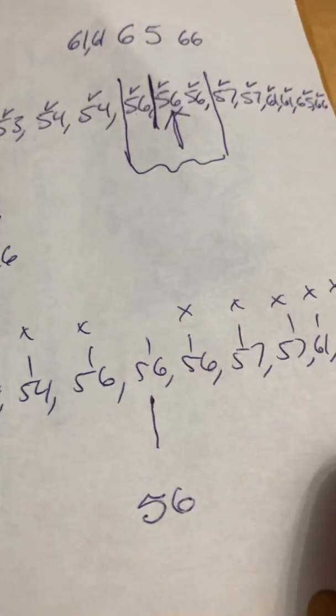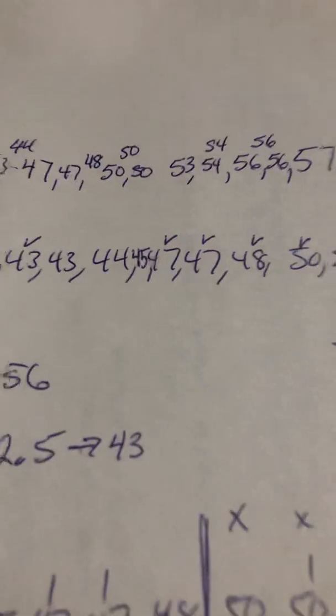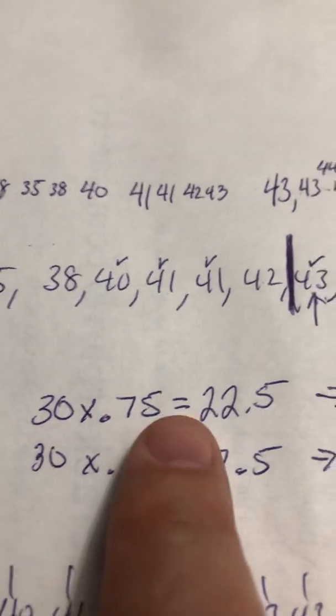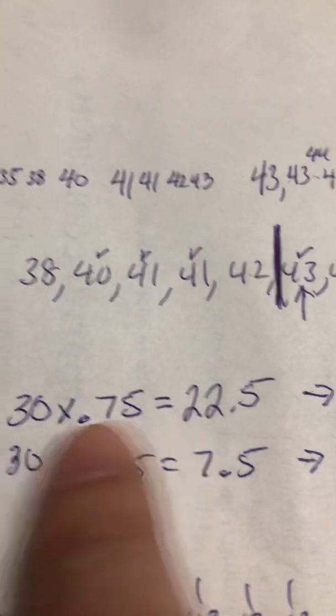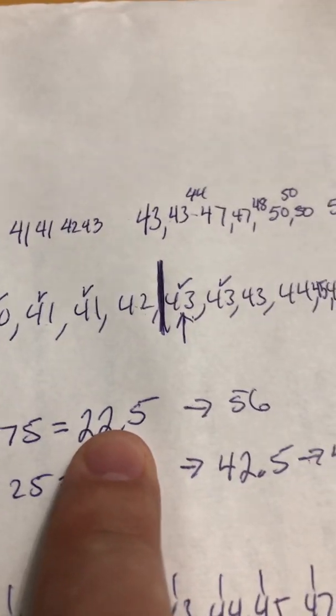So I got 30 numbers in there, and there's a couple ways to do this. So the first way that I did it was the following. I said, okay, there's 30 numbers, and I want the 75th percentile. So I multiplied 30 times 0.75, and I got 22.5.